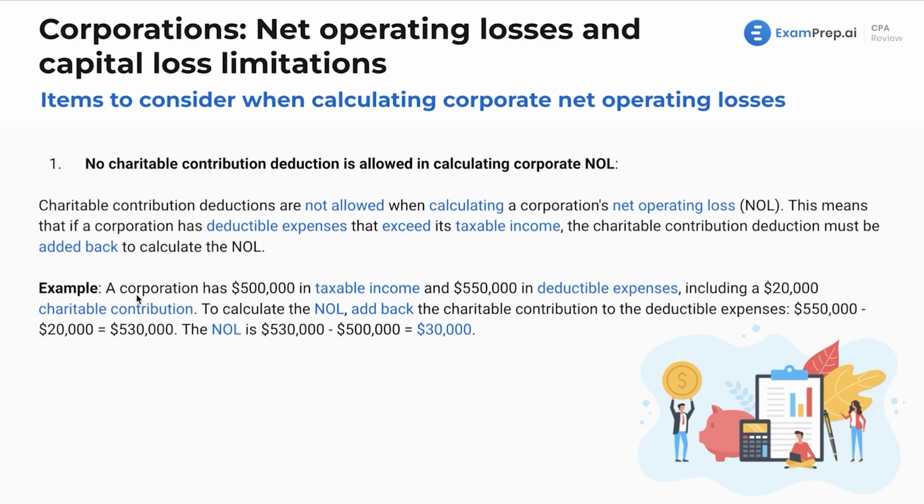For example, here a corporation has $500,000 in taxable income and $550,000 in deductible expenses, including a $20,000 charitable contribution. Now, to calculate the NOL, we add back the charitable contribution to the deductible expenses. So we see 550 minus 20 gives us 530. The NOL here is actually then going to be 30. That's the 530 minus the 500.